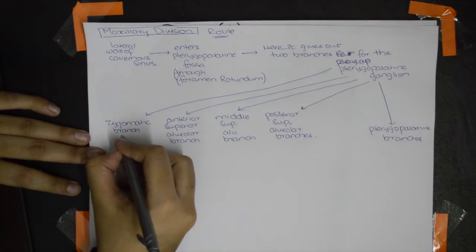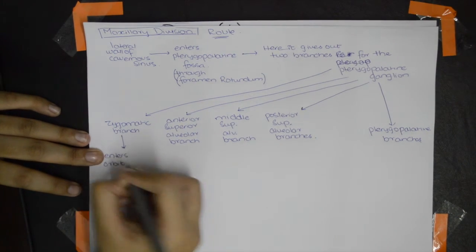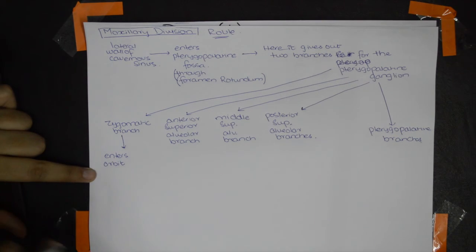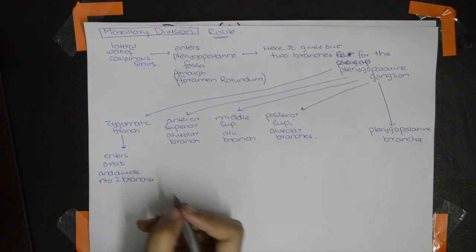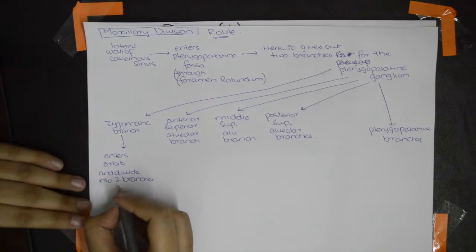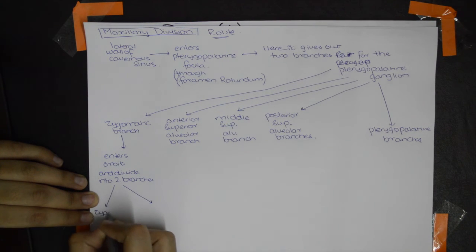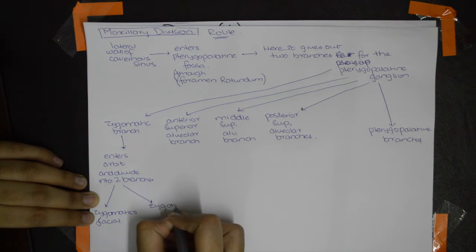Anyway, so the zygomatic branch enters the orbit. It will enter the orbit through the floor of the orbit. And at the floor of the orbit, it will divide into 2 branches. So the 2 branches are the ones that we did before: zygomaticofacial and zygomaticotemporal.